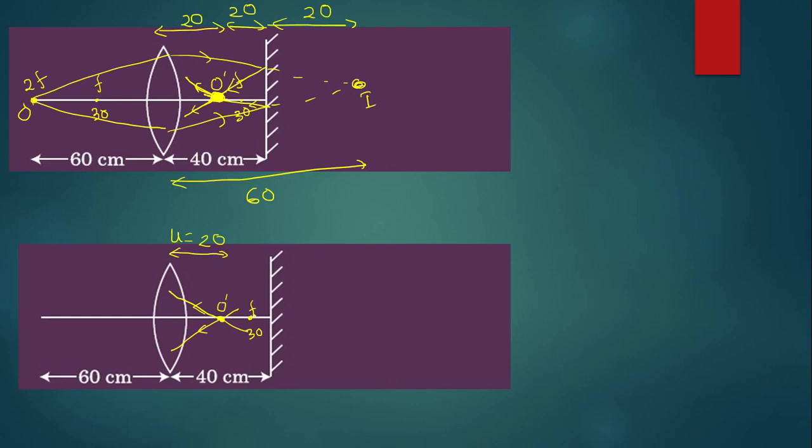We see that the focal length is 30 and the object distance is 20. Therefore, from the image formation diagram, we realize the image will be a virtual image. So what will be the position of the virtual image? That we can calculate using the lens equation. We will have to apply the lens equation.